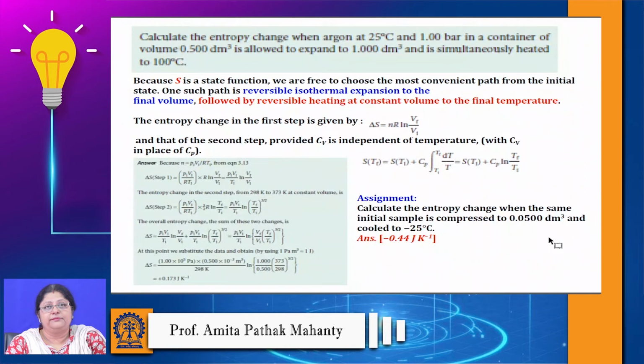And what is going to happen for the second step? Volume is held constant. So instead of Cp, sorry, I have written in Cp terms, but you can write down Cv terms. Volume is held constant. So what you can find out is integral of Cv dT, integrated from temperature of 25 to temperature of 100 degrees centigrade, right? Yes, ma'am.